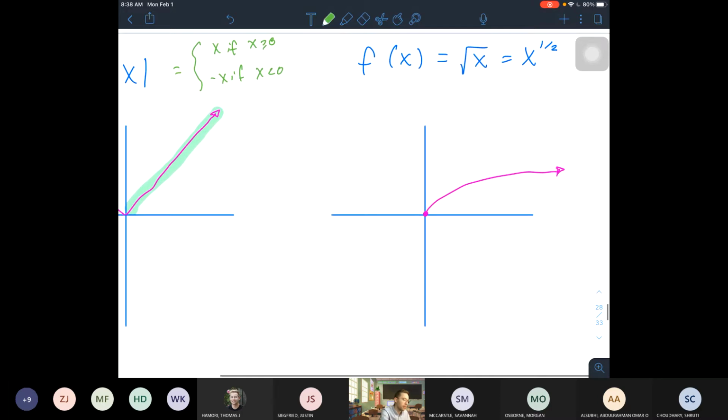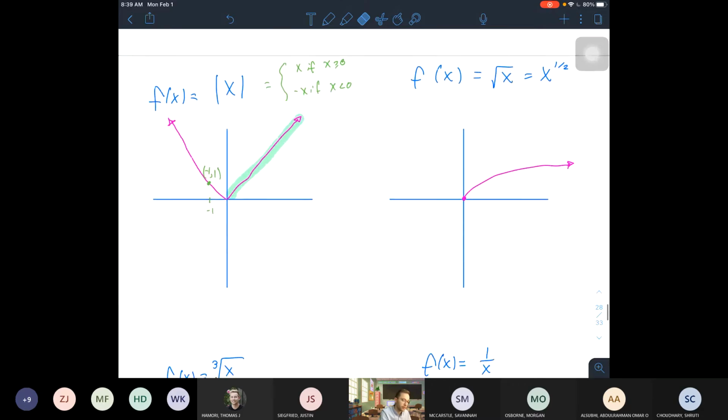It'll look like the top half of that parabola that would extend like this if we had something like x equals y squared, right? But we don't graph that part because that would cause it to fail the vertical line test.